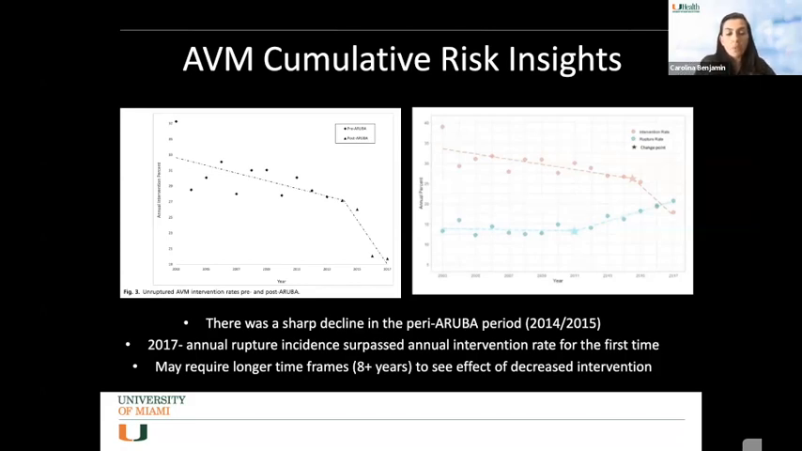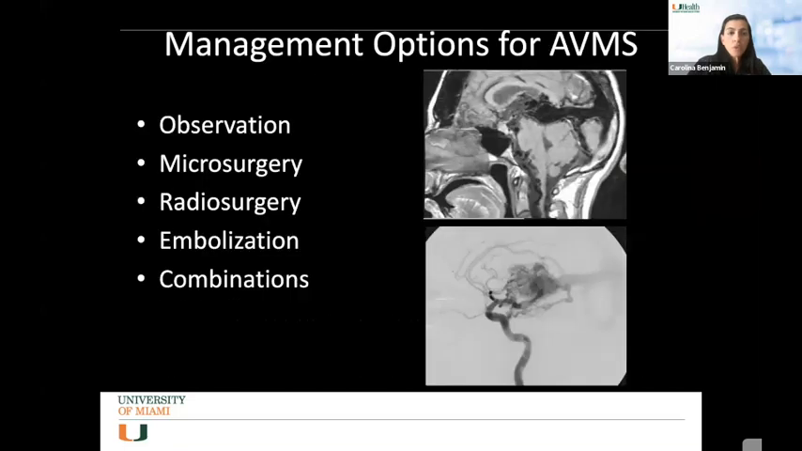One thing that we can take away from all this is that, again, the time frame that we're seeing, it takes about an 8-year lag time to see the effect of decreased intervention. Now, radiosurgery has changed the ballgame a little bit because it has allowed us a different outlet and a different treatment modality that can circumvent some of the risks that were concerns in the past. So our management options for AVM still remain observation, microsurgery, radiosurgery, embolization, or a combination of these.